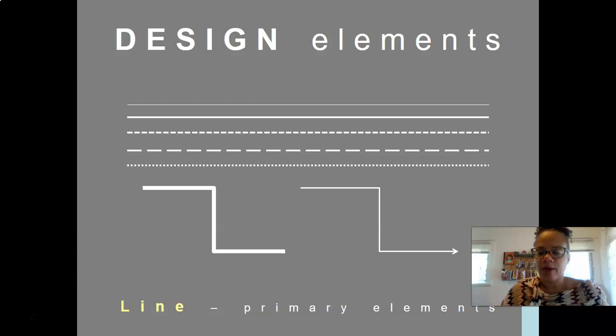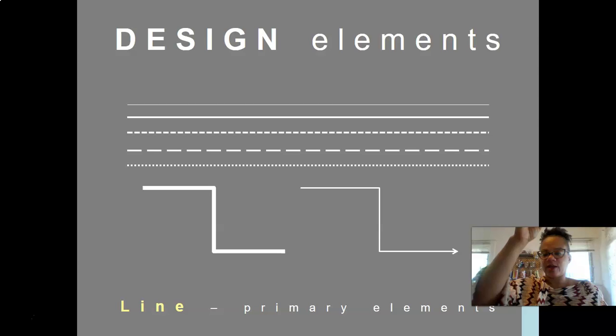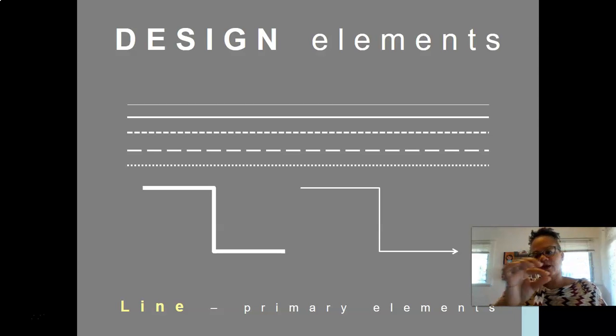The second primary element is line. So how I like to describe line is that if I dropped my pebble in the sand and then pulled it all the way through the sand, it would create a line. So the official definition of line is a point extended. And a lot of lines can vary, right? They can be thick, they can be thin, they can be dashed, they can be curvy, they can be diagonal, they can be dotted.